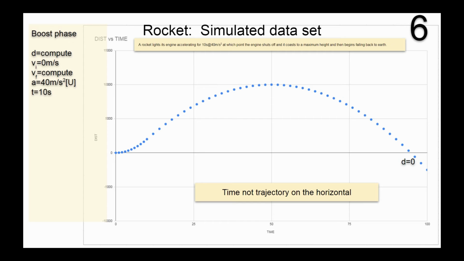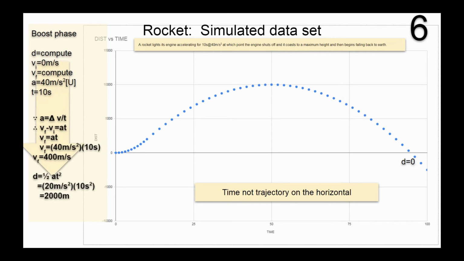Let's begin to analyze what information we have. During the boost phase, we don't know the distance yet. We know the rocket starts off at 0. We'll have to compute the final speed given the acceleration of 40 meters per second squared for 10 seconds. And that's easy. If I pay you $40 an hour for 10 hours, that's $400. The answer is going to be 400 meters per second. But you have to prove it to your teachers. So we stick it in the acceleration formula, rearrange, and we get 400.